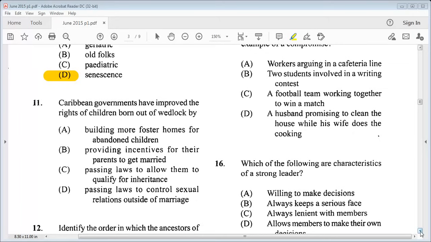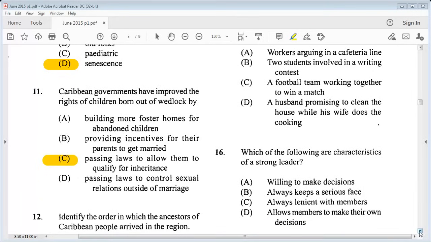Caribbean governments have improved the rights of children born out of wedlock by C, passing laws to allow them to qualify for inheritance. In the past, it was not like that. It was only for children who were born in wedlock. So the law have allowed them to be beneficiary today.